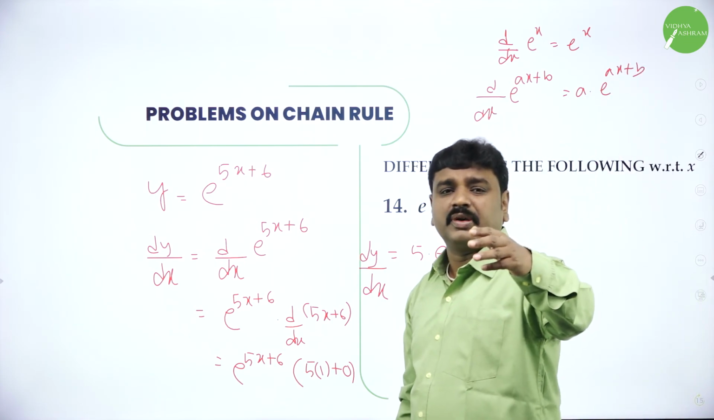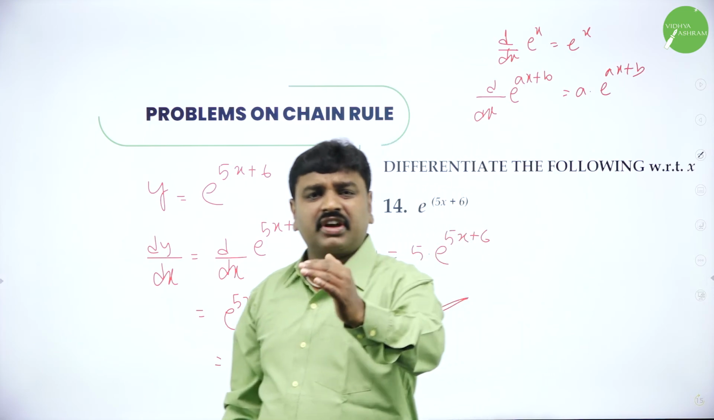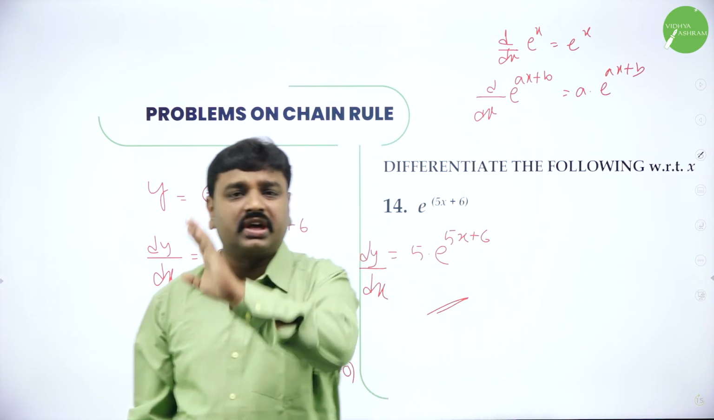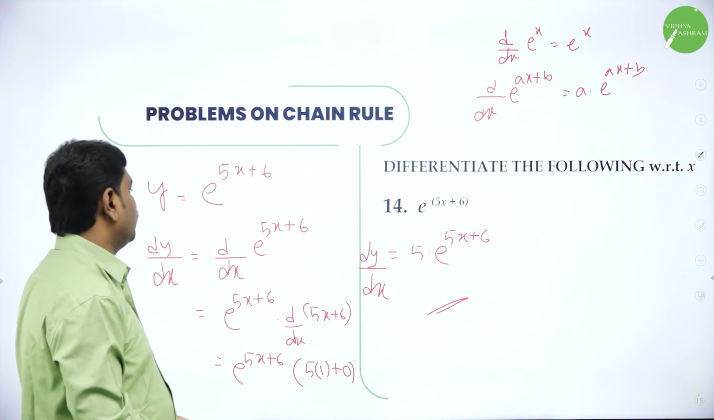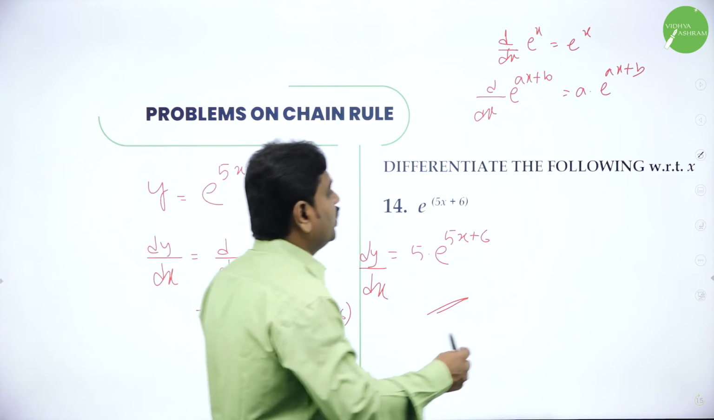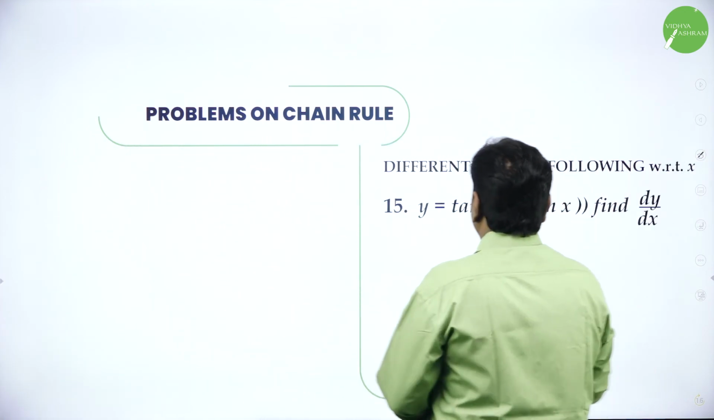Log of ax plus b. Log x is 1 by x. Log of ax plus b is 1 by ax plus b into a, or a by ax plus b ಆಗುತ್ತೆ.